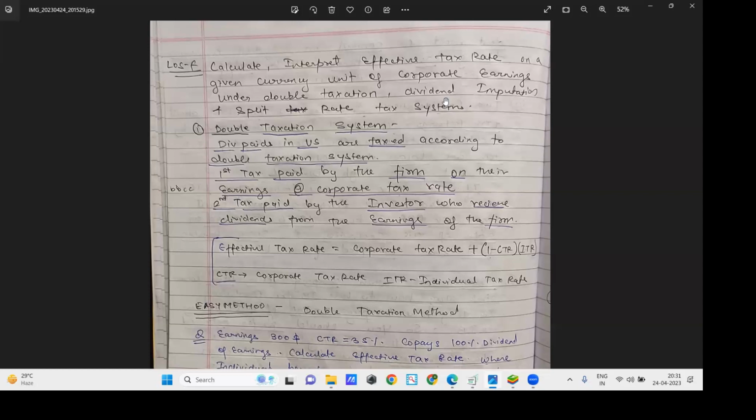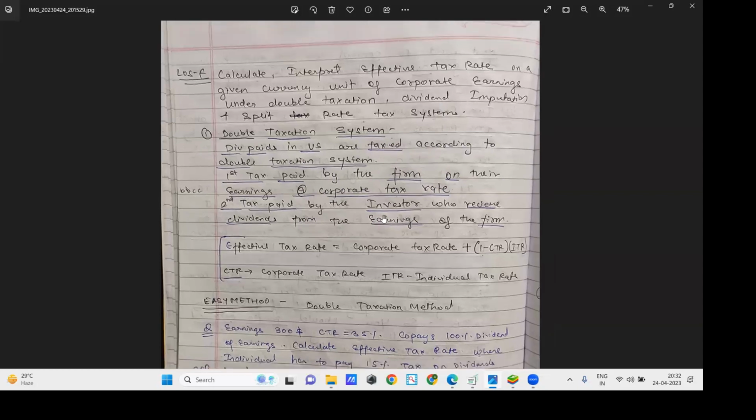That is why the earnings have been taxed two times, so it is known as the double taxation system. Let's read what is given here. The dividends paid in the US are taxed according to the double tax system. First, tax paid by the firm on its earnings, that is the corporate tax rate, and second, tax paid by the investors who receive the dividends from the earnings of the firm.